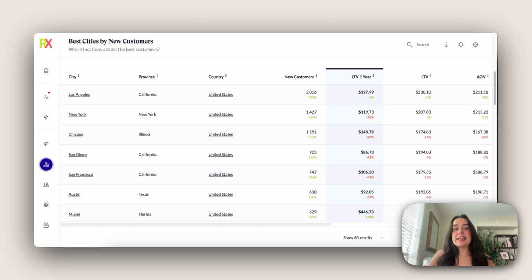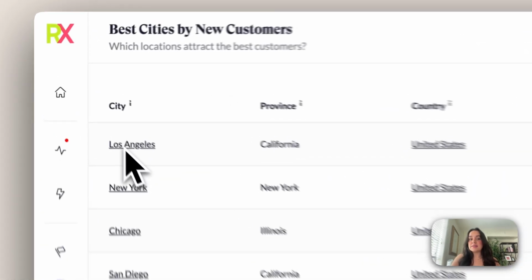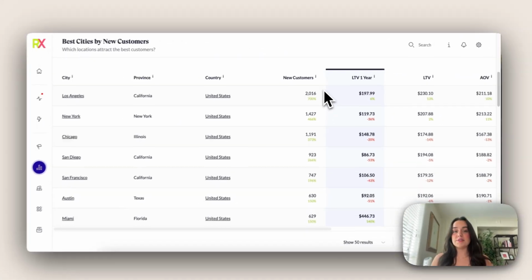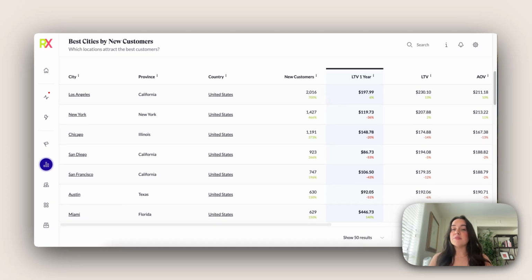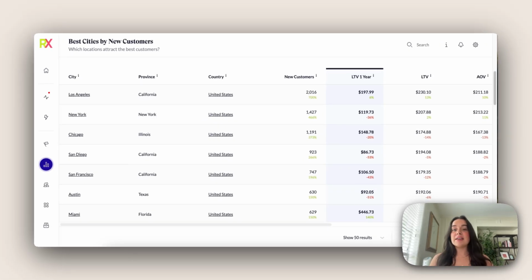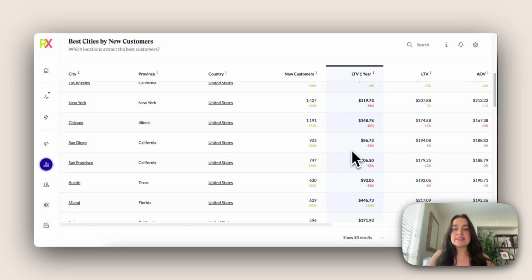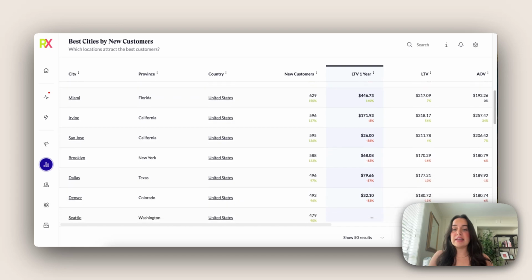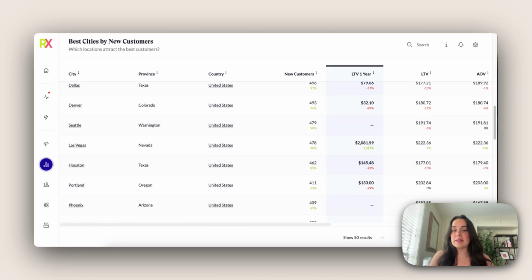For example, when taking a look at this, we can see that Los Angeles is bringing in the most amount of new customers across the board with a little over 2,000. Their LTV at the 1 year mark is about $197. But let's see if we can find another location that's producing maybe a little bit of a higher LTV at the 1 year or much more. So I'm going to scroll down over here to see if I can locate a specific city that is producing a higher LTV 1 year.